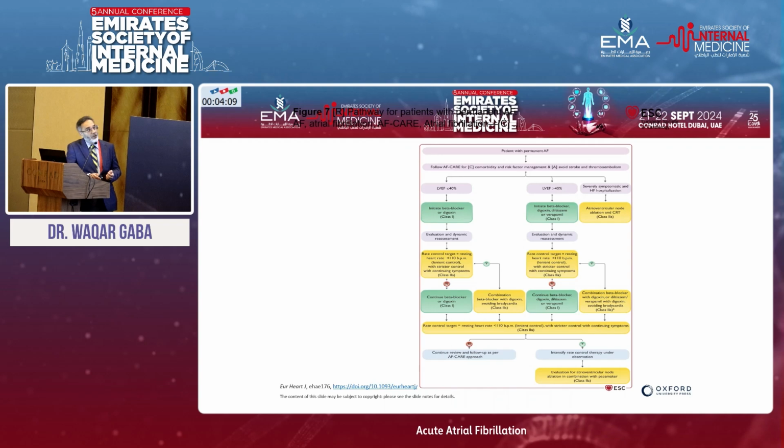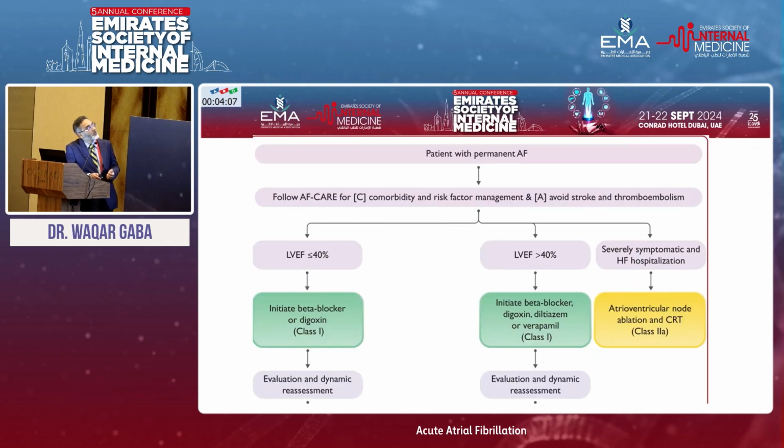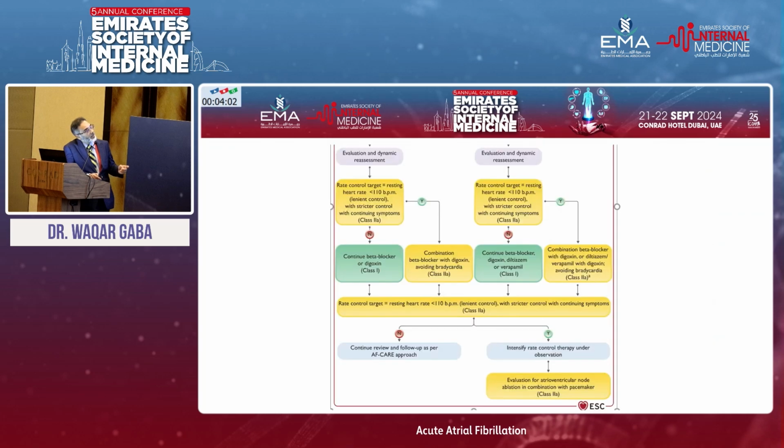So this is permanent atrial fibrillation. Patient with permanent fibrillation, same as all these things. I will take you to the next. When you get to the rate control, you can see that you have options again of rate control with beta blocker, digoxin or a combination of these things. Once it's not working, you continue to review and follow up as per AF care and intensify rate control under observation.